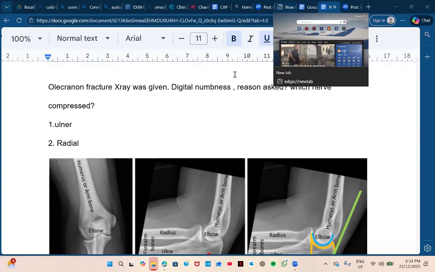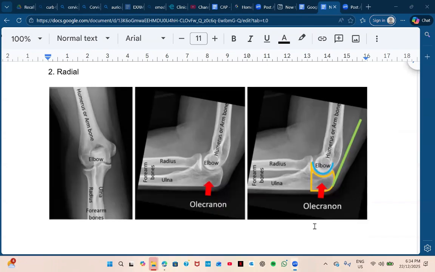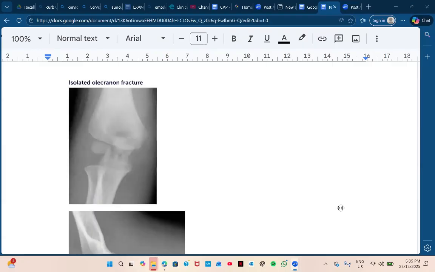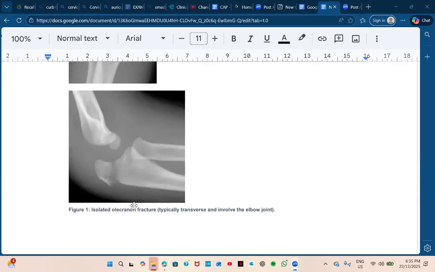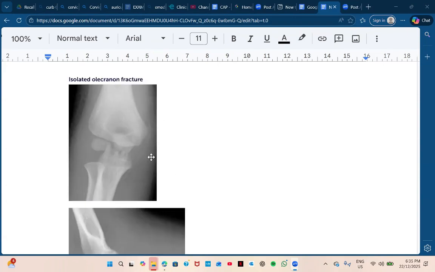Okay, so let's check the answer. Here is the olecranon. Here you can see the hook-like thing, right? This is the olecranon. Let's check, this is from the RCH guideline. This is how an olecranon fracture can appear in the X-ray. Please remember this picture. This is from the RCH guideline.